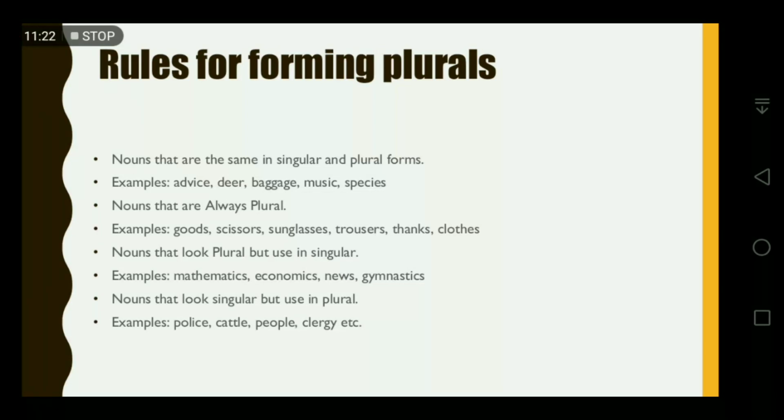Then some nouns look like plural but are used as singular. Some nouns look plural but are used in singular form, like mathematics, economics, news, gymnastics. These words look plural because s is at the end of the word, but they are used as singular. Then nouns that look singular but are used as plural, like police, cattle, people, clergy.